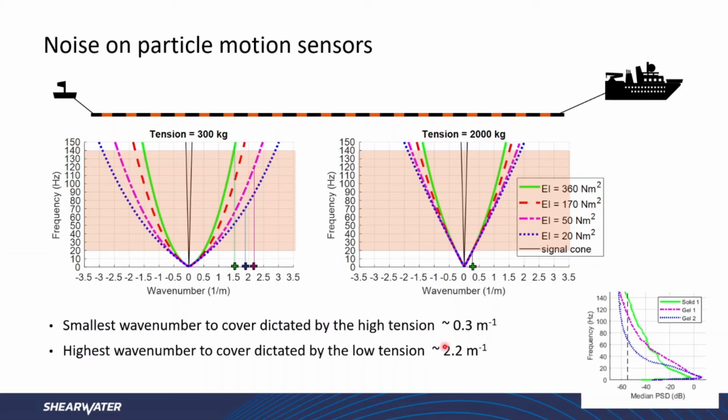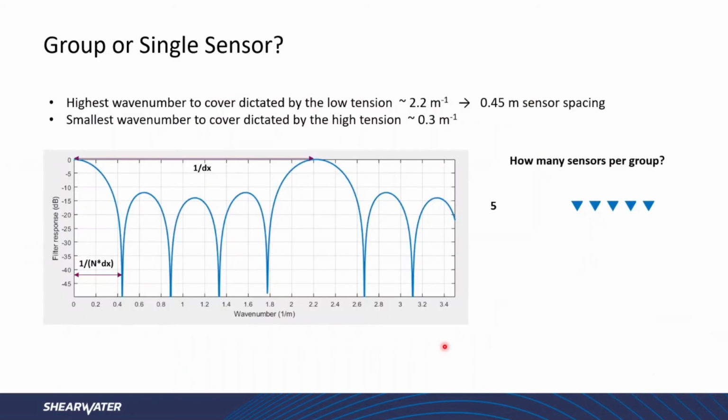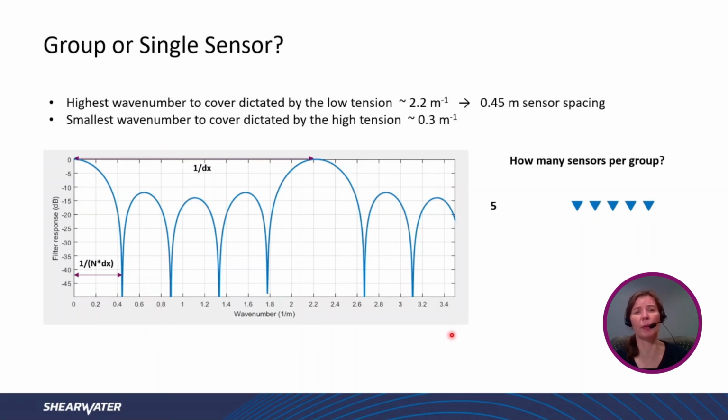So now let's take this learning and look at some consequences for the single sensor versus group analysis. Let's build a group and start off with, say, 5 sensors. We have learned the highest wave number to cover was dictated by the low tension, and a wave number of 2.2 per meter requires in the order of 45 centimeters sensor base spacing in our group. The smallest wave number to cover was 0.3 per meter, so we need to see how fast we have a suitable group response at about 0.3 per meter.